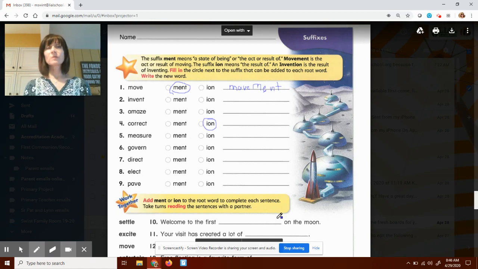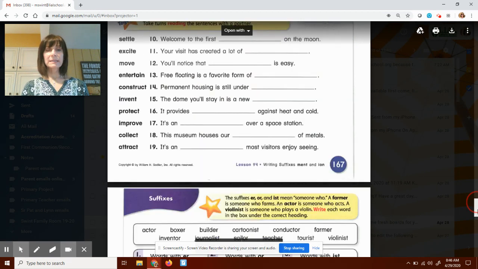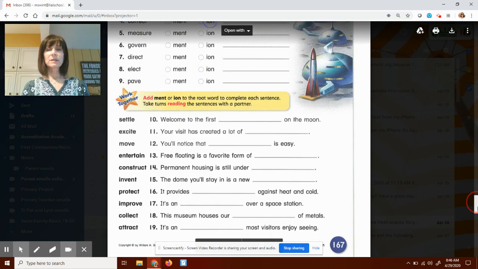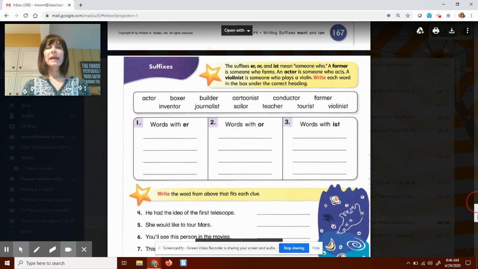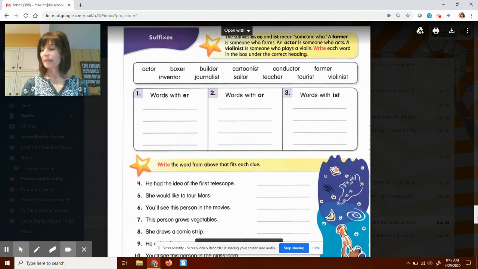If you're not sure, you could go to a dictionary or you could Google both suffixes on that word, and you're only going to come up with the one. So with settle, you'd write settlement on the line. Let's go ahead. You'll finish all the way to 19 using the correct words. And tomorrow's lesson is page 168.